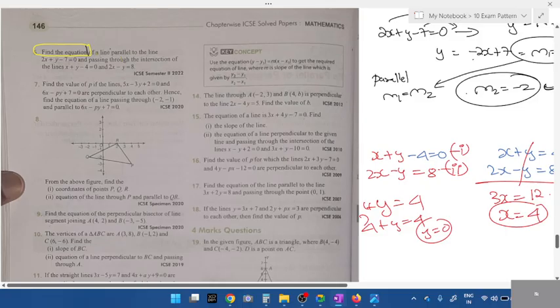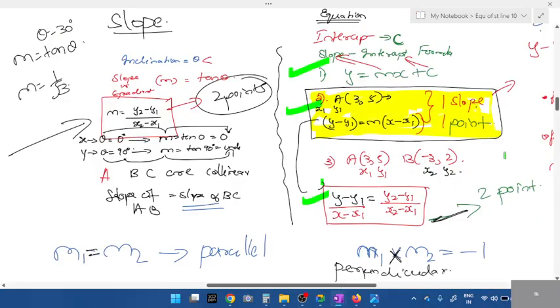Find the equation of a line parallel. Whenever the word parallel is given, what is guaranteed, students? M1 is equal to M2. Therefore, one slope we definitely need to find. Remember that. Whenever the word parallel or perpendicular is given, definitely one slope. Therefore, the answer is one slope, 1 point. 100% it is a one slope, 1 point question. There is no doubt.